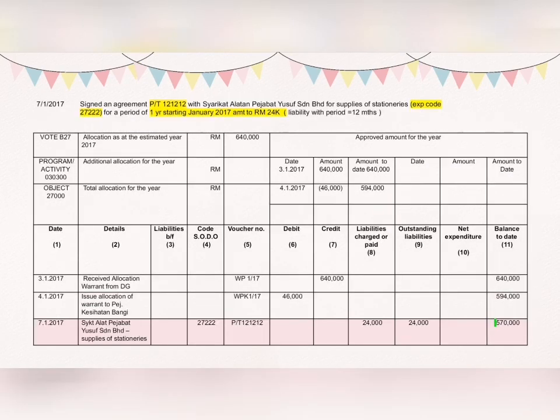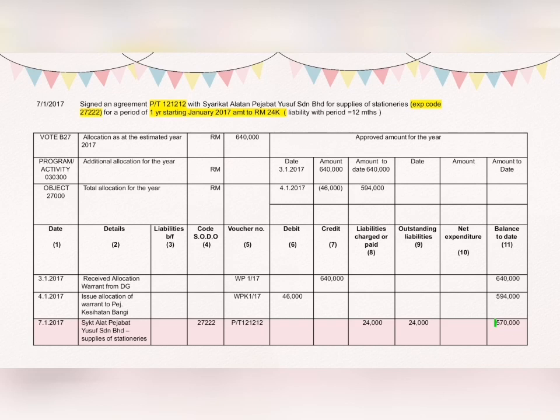In the third transaction, an agreement was signed with Syarikat Alatan Pejabat Yusof Sendirian Berhad for a period of 1 year, starting January, amounted to 24,000 ringgit, and the expenditure code given is 27222. So this is a liability with a period equal to 12 months. Now the amount to be apportioned is still 24,000, as from January to December is 12 months. So if we multiply 24,000 with 12 over 12, we will still get 24,000, and this type of transaction will only affect part 3 of the void book.